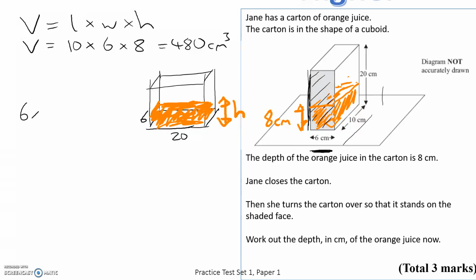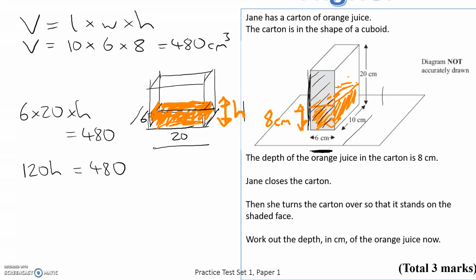So the 6 times the 20 times the height must be equal to 480 cubic centimetres, because our 6 times our 20 times our height gives the volume of this cuboid here, the volume of the orange juice cuboid. So I've got an equation that says 6 times 20 times H equals 480. Well, we can simplify that. 6 times 20, that's going to be 120. So we've got 120H equals 480. So what do we need to do now? Well, we'll divide by 120. So that'll give me H is equal to 480 divided by 120, which I make 4. So our height's 4 centimetres.